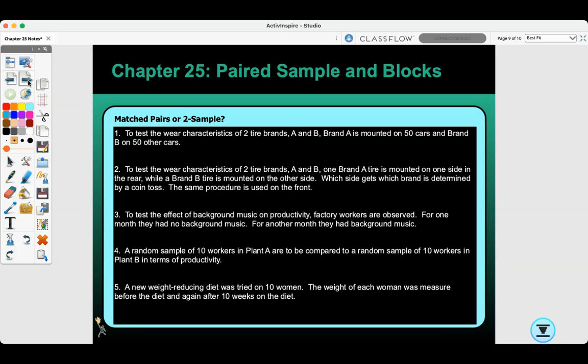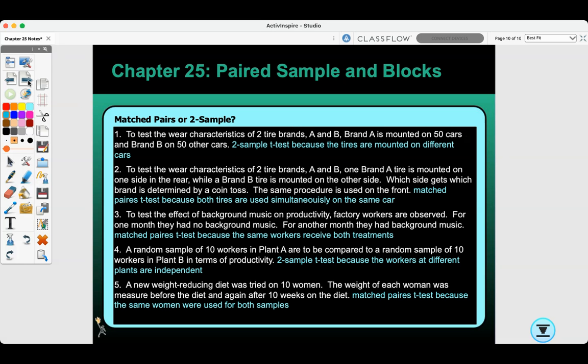So now I want you to go through questions 1 through 5 and determine whether it's a matched pairs or a two-sample t-test based on the scenario. So pause the video now and do these 5 problems on your own. So number 1, to test the wear characteristics of two tire brands, A and B, brand A is mounted on 50 cars, brand B is mounted on 50 other cars. Here it would be a two-sample t-test because the tires are mounted on different cars.